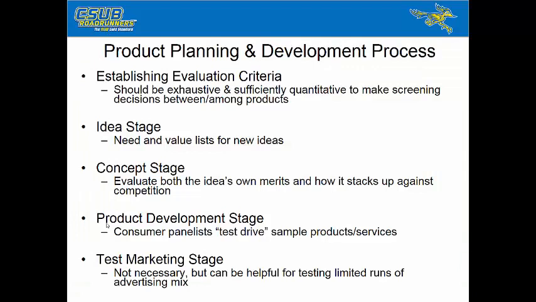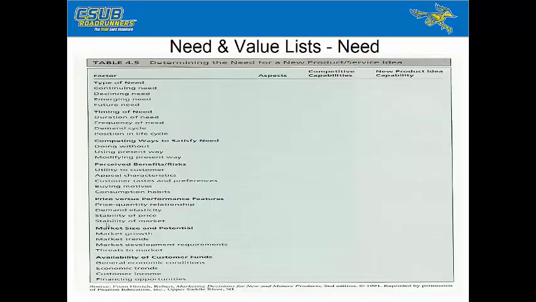So the idea stage again that I talked about here, need and value lists. You've got one list for needs, one list for value. So the list for needs, you want to look at things like the type of need.